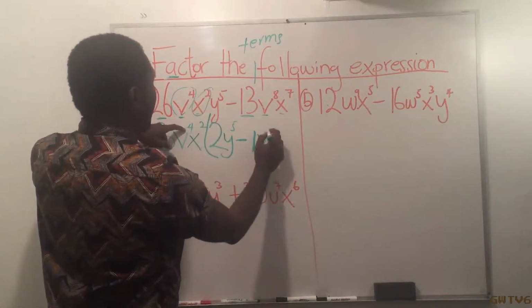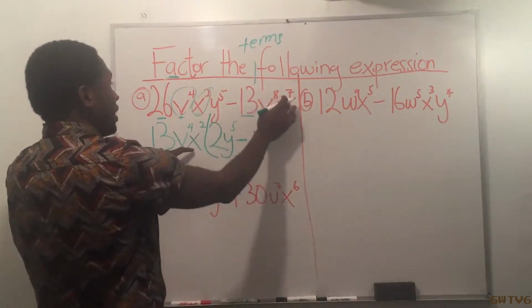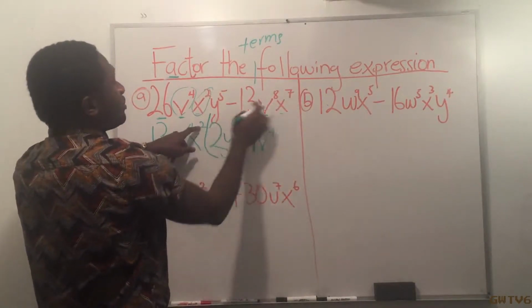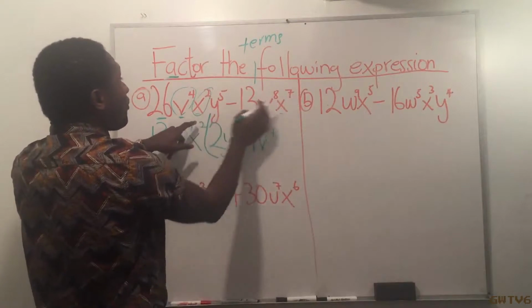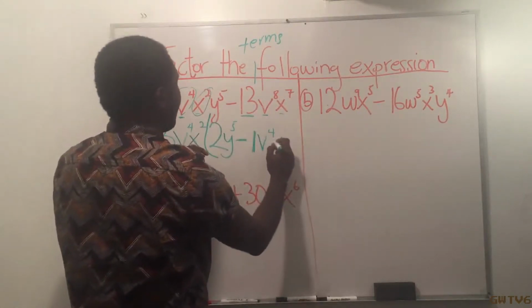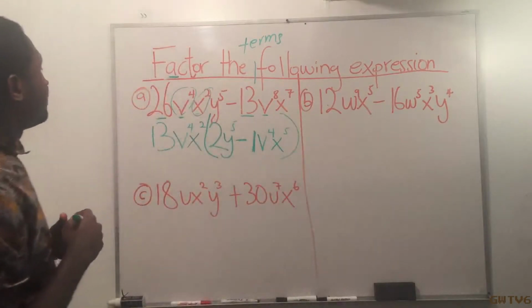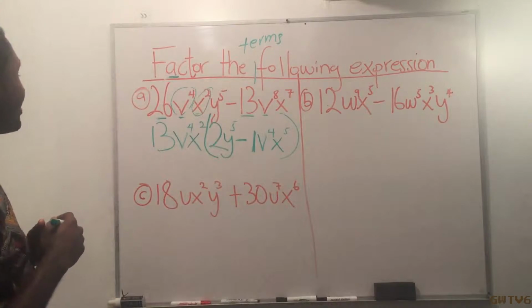So I have V4. And then again, I'm still dividing, right? So X7 divided by X2. When that happens, I have to subtract the powers. So 7 minus 2 is 5. So I have X5. And that will just be it. Alright, that wasn't too bad.